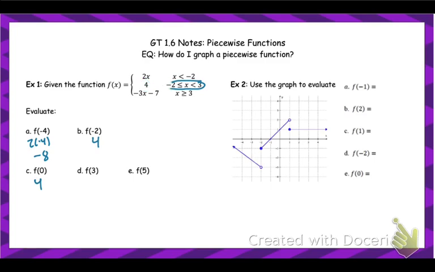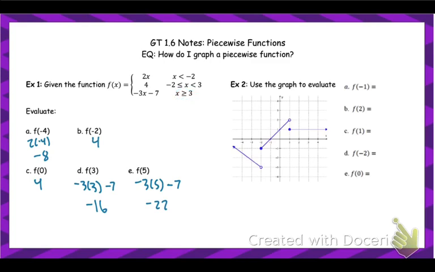All right, f of 3. f of 3 is going to fall in the last domain because that's where it's greater than or equal to. So I would do negative 3 times 3 minus 7, which should be negative 16. And then finally, f of 5. The x value of 5 is going to fall in the last domain, so I would plug 5 into the last equation. Negative 15 minus 7 is negative 22.